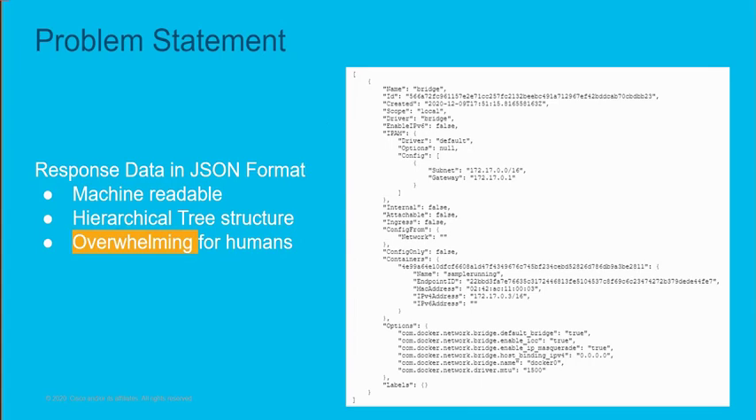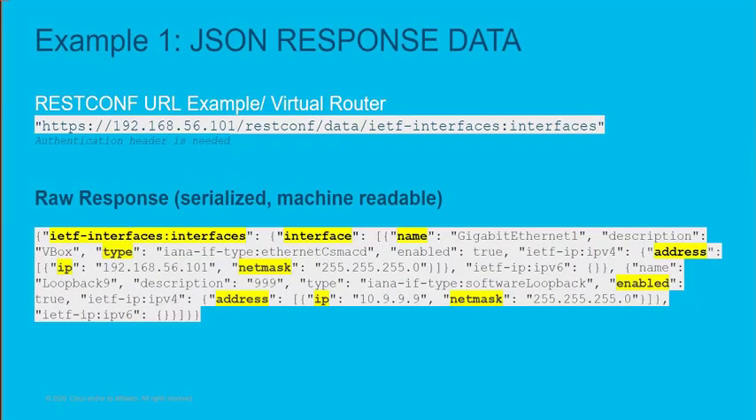So what's the trouble? What's the problem? JSON is a hierarchical tree structure, and it can be very deep and very long. And especially for us humans, it's overwhelming. Some examples. Example 1, coming from RESTCONF, from my virtual router, the router I'm using to teach the class. It's a Cisco 1000 virtual system, CSR1K or 1000V.